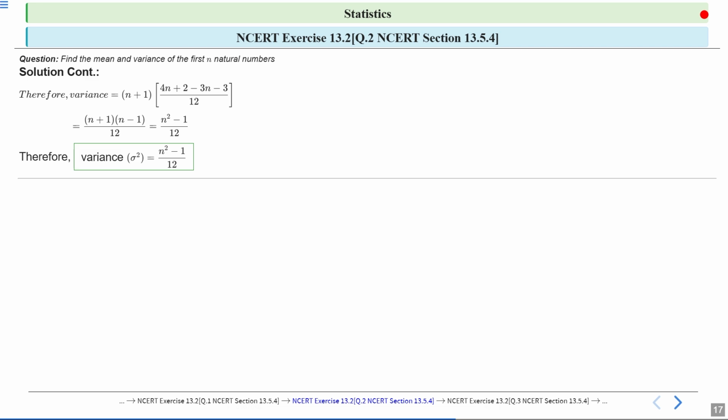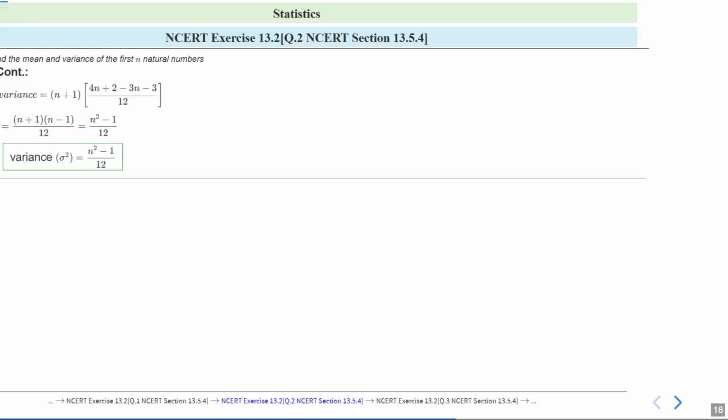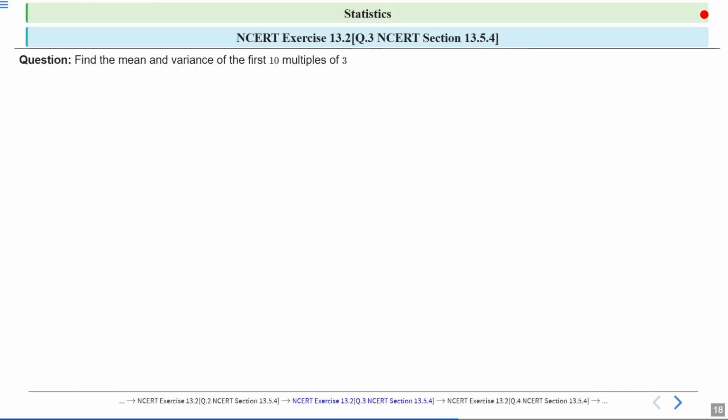So I hope this question is clear to all of you. Now, let's look at question number 3. We have to find the mean and variance of the first 10 multiples of 3. First of all, try it yourself and then see the solution. The question asks us to find the mean and variance of the first 10 multiples of 3. So we will solve this question step by step.